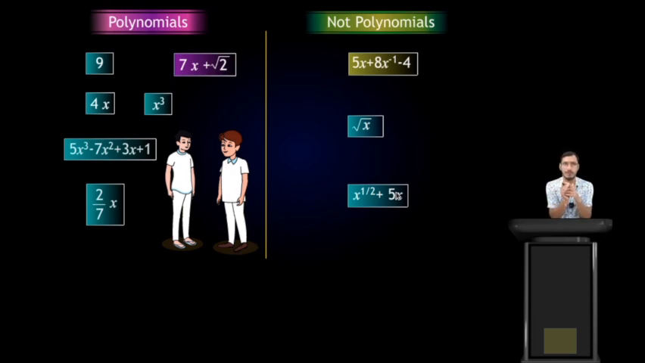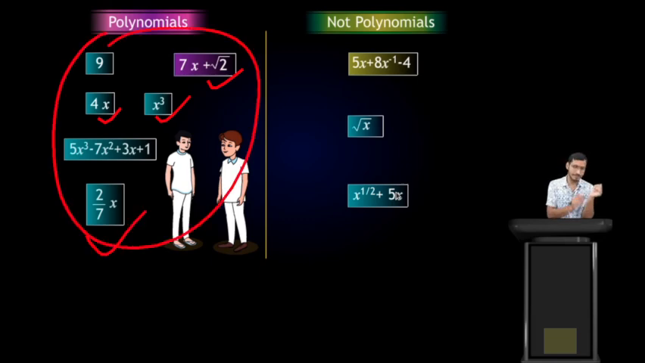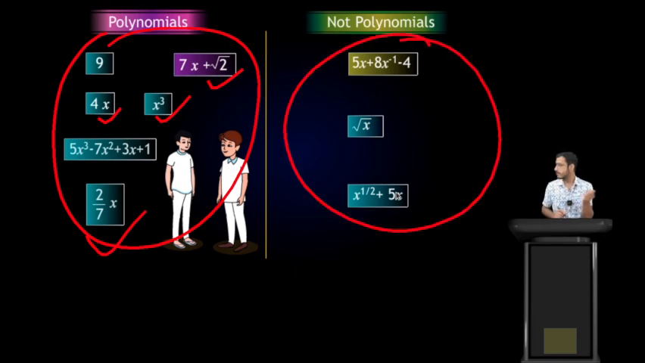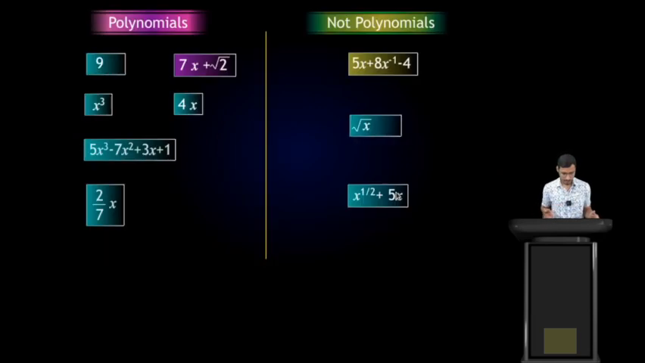The polynomials are 9, 7x plus root 2, 4x, x cube, 5x cube minus 7x square plus 3x plus 1, and 2 by 7x. All are polynomials here. The not polynomials are the algebraic expressions 5x plus 8x to the power minus 1 minus 4, root x, and x to the power 1 by 2 plus 5x. They are not polynomials.